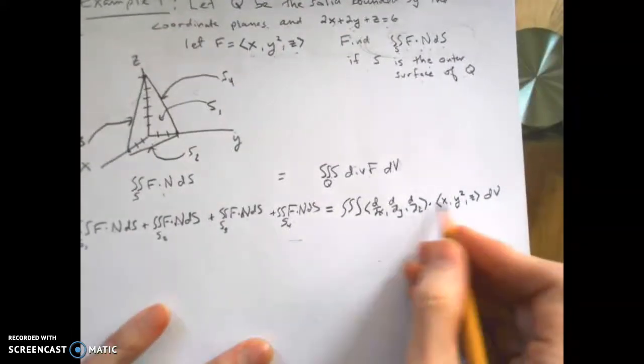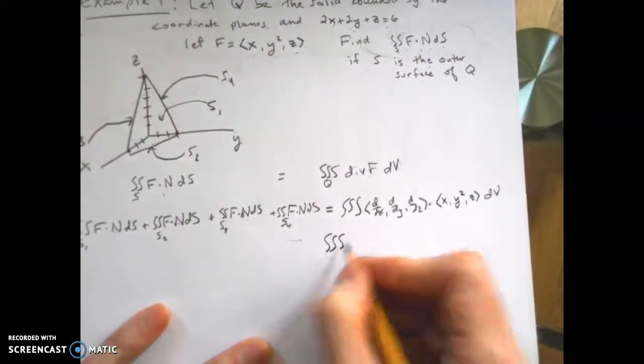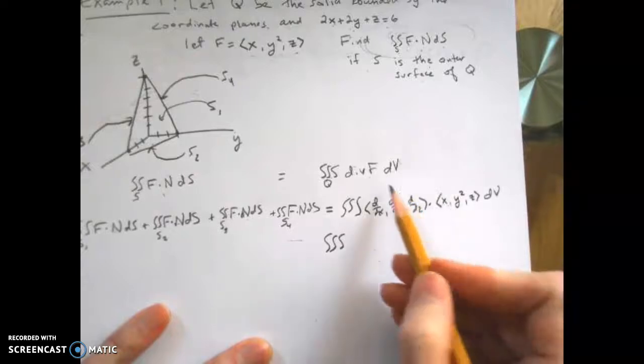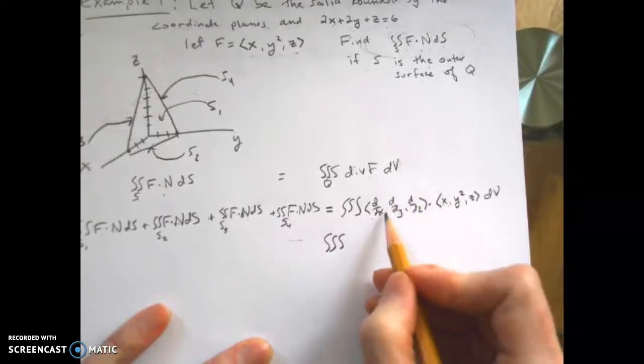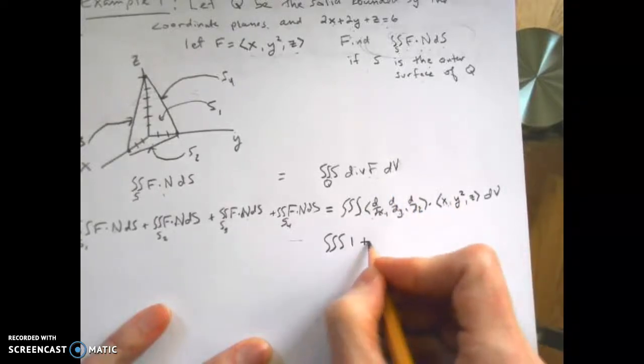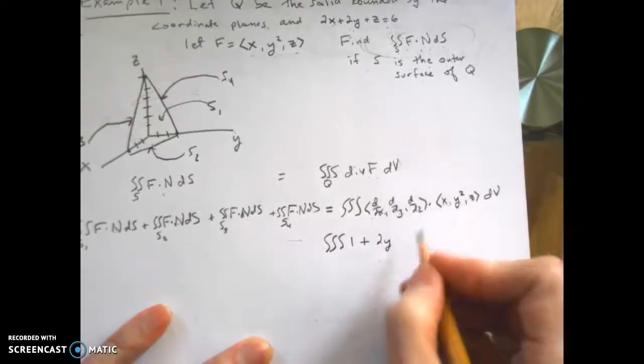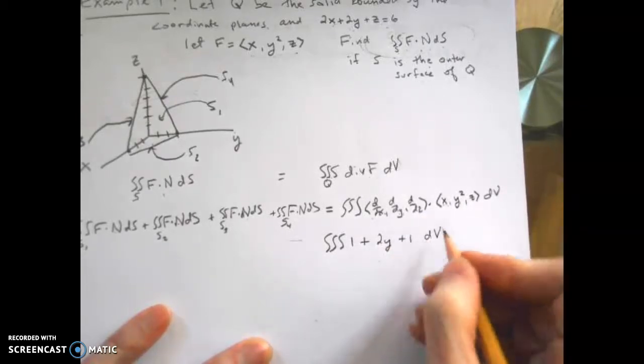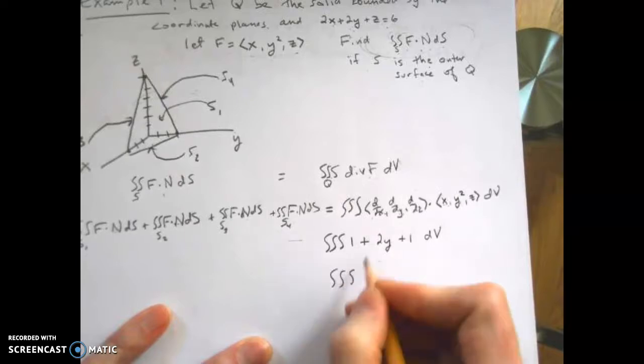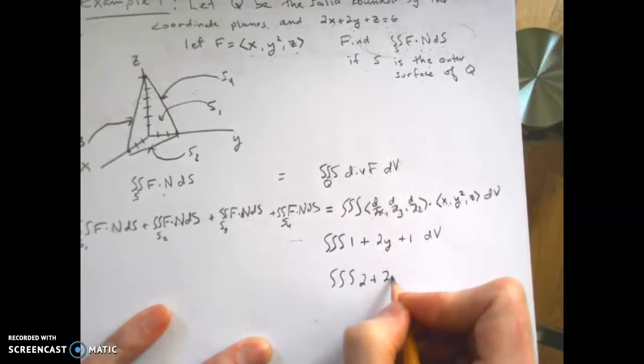Okay, so this dot product, or the divergence of F, is going to be the x derivative of x, which is 1, plus the y derivative of y², which is 2y, plus the z derivative of z, which is 1, over the volume, triple integral of 2 + 2y.